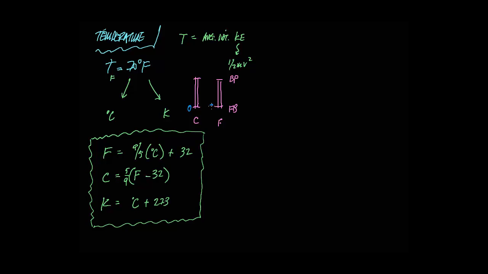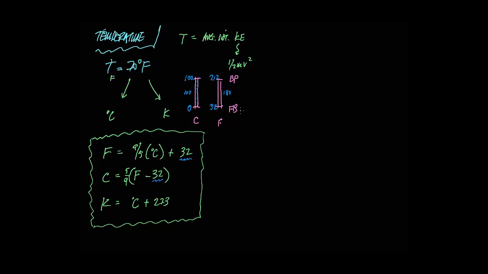0 Fahrenheit, 32, 100, 212. And that's based on the graduations when they made the scales. Centigrade has centi in it, which is 1/100th. It's basically 100 graduations or levels. Here we actually have 180 graduations or levels.